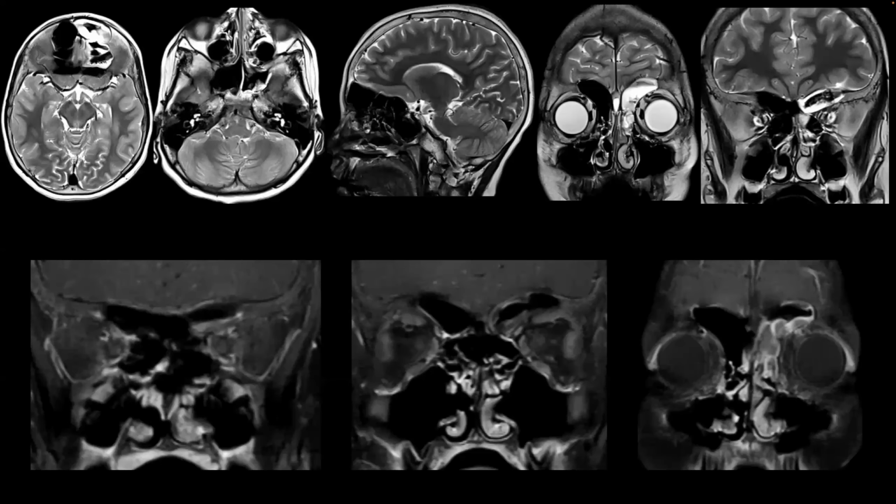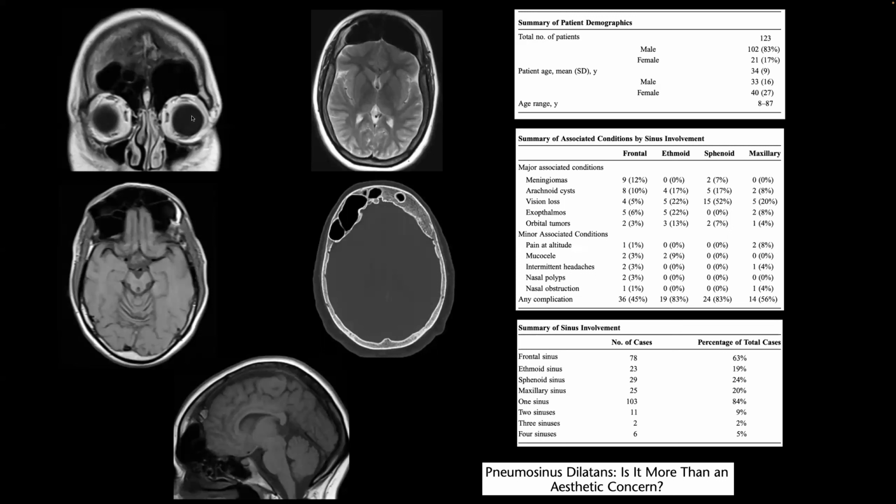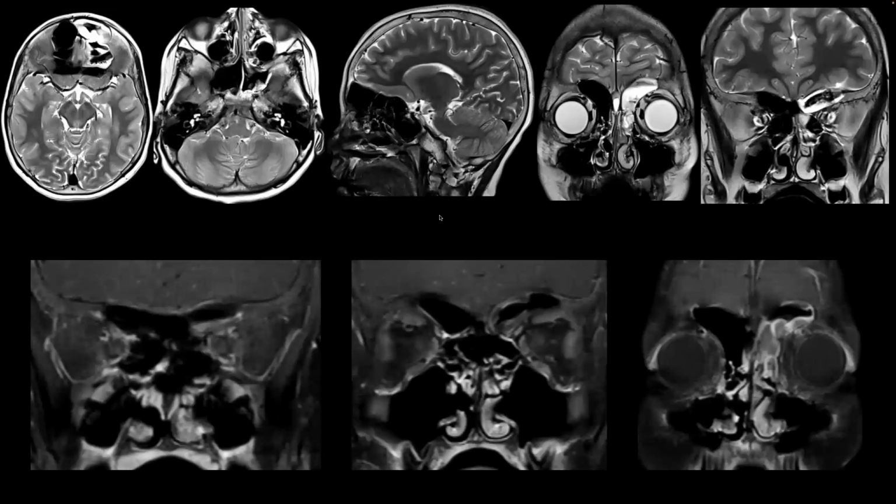This is a review paper from 2014, and as you can see, the images are pretty similar to our index case. It is primarily seen in adults, but can also be seen in children with an age group of 8 to 87. Other associated findings can be meningiomas, arachnoid cyst, vision loss, probably due to external compression, and frontal sinus is the most common sinus to be involved. Single sinus can be involved, or multiple sinuses can be involved in the spectrum of diseases. At this point, I'll open the case for the panelists to comment upon. As a clinician, I've never seen this condition.